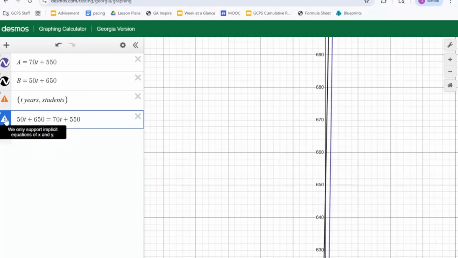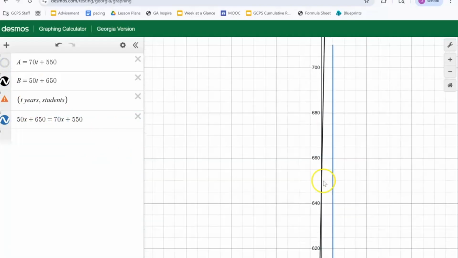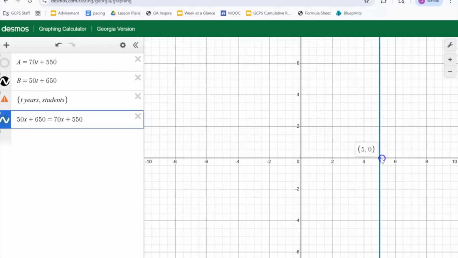Let's see what it says. We only support X and Y. Okay, so I'm going to change it to X so I can see, and X so I can see. I'm going to hide this, and we're equal to each other. And I'm just going to double check at 5 is what it's saying. But I'm going to double check that.